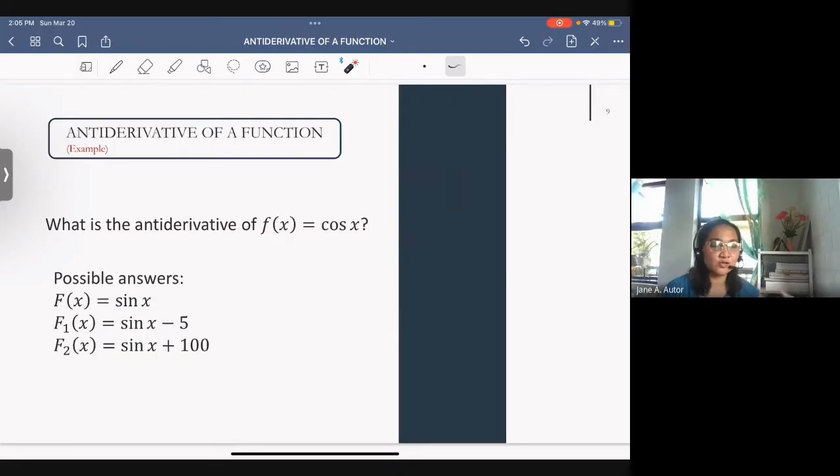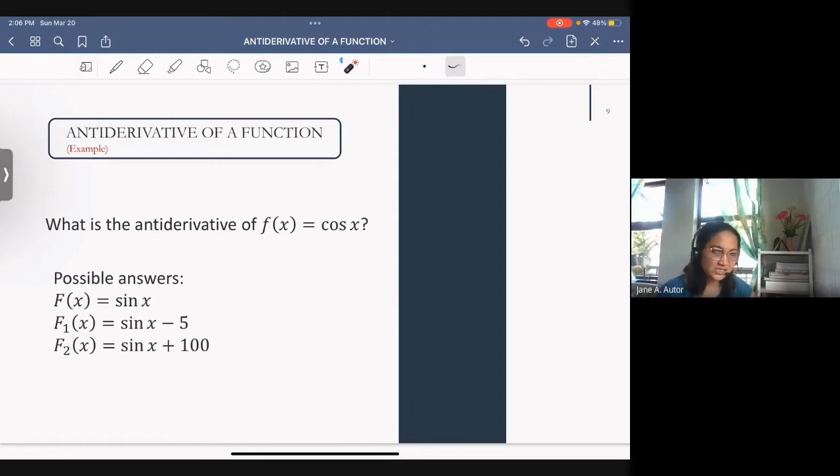We have a lot more to generate for the function small f of x equals cosine x. But the main concern is, would that mean we will be having different answers for this question? Do we expect to have different answers when we are dealing with antiderivatives of a function? So the answer is no. We can actually have a way of representing our answers as one. And that is where the concept of the general antiderivative will come in.